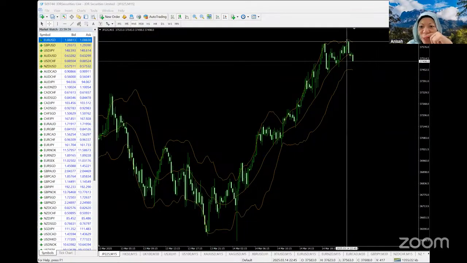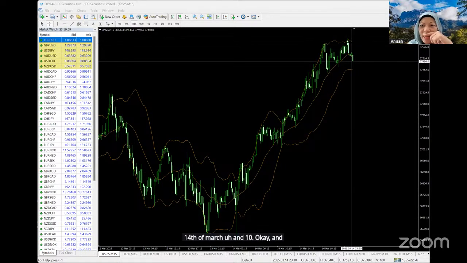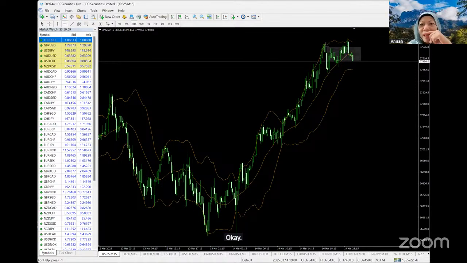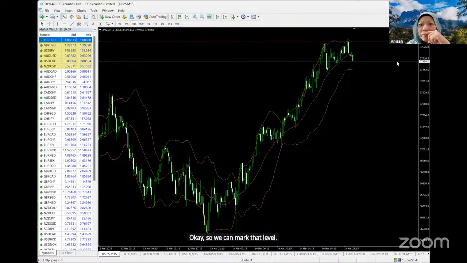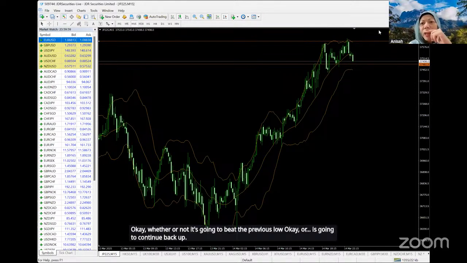On the 14th of March, at 6:30, they were unable to make a higher high, so we can mark that level, 37,607. Currently the price stopped at 37,498. Whether it's going to beat the previous low, or it's going to continue back up, I'm going to wait.